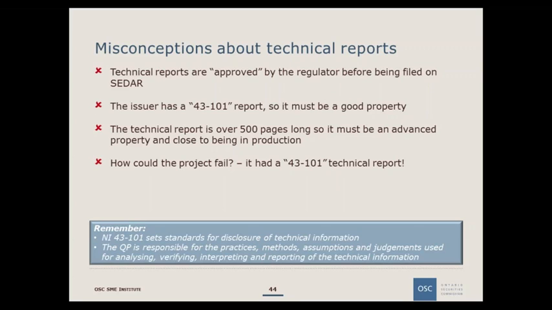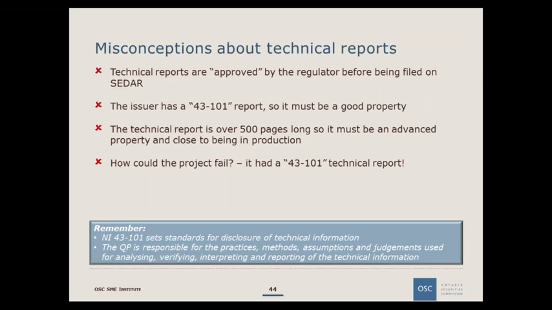There's a thought, particularly among investors, that the 43-101 report is somehow a good housekeeping seal. It's not necessarily so. It's simply a report that actually tells you what's there and what's not. A technical report over 500 pages long must be an advanced property close to being in production. Well, no. Some people had their technical reports out with a lot of things, huge drill logs, all their assay certificates, things like that. That's generally not necessary to do.